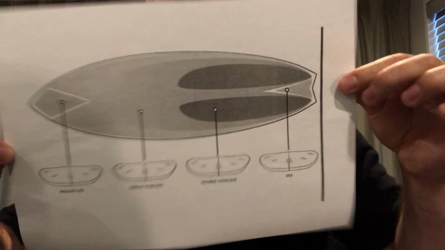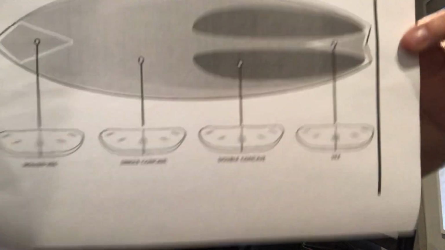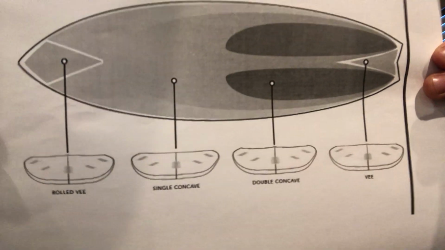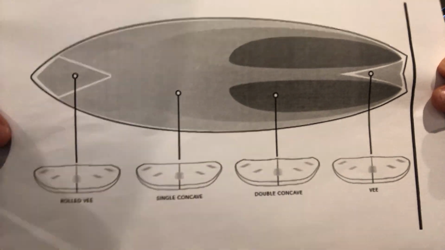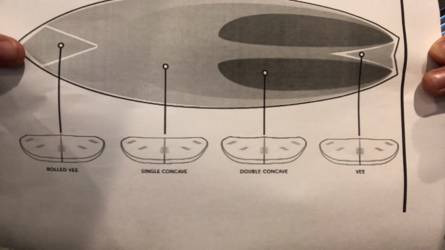So even some of the shapers are starting to show the full contours of the board running from nose to tail. And this is an interesting one because this is off the JS Psycho Nitro. So I've got one of these boards, and this is basically the concave. So what it's saying is, up in the nose there's some rolled V.